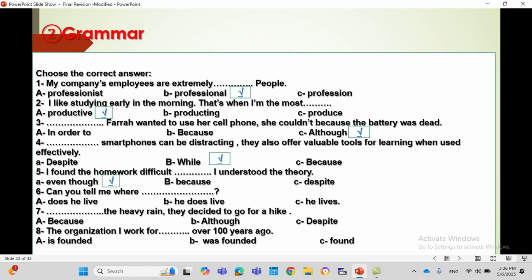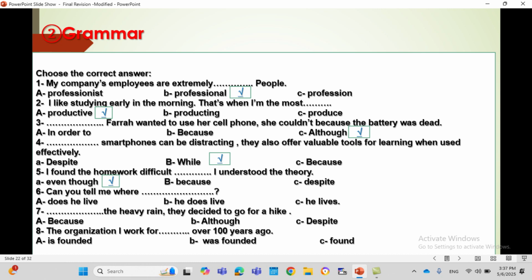Can you tell me where he lives? Does he live? He does live. He lives. As you can see, this is what we call an indirect question. In an indirect question, number 1, we cross out do, does, or did. We cannot use do or does or did at all. And we change the order of the question to be like a normal statement.